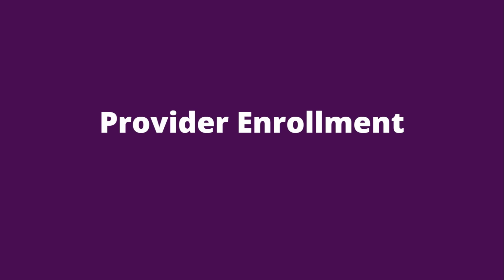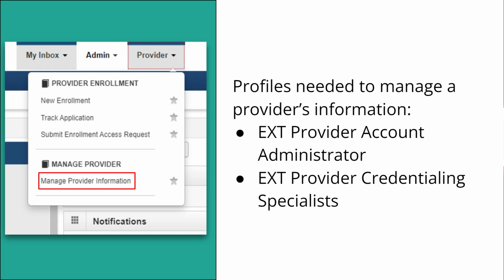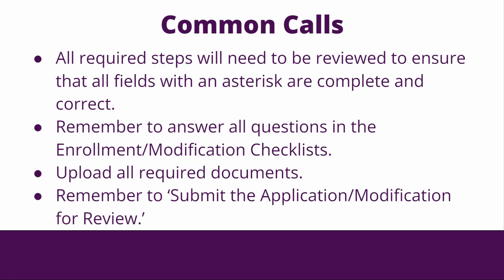First thing that we want to cover is how to access the provider's information and how to change that. In order to manage a provider's information and access the business process wizard, or the BPW, the profiles needed are EXT, Provider Account Administrator, and EXT, Provider Credentialing Specialist. These profiles will select Manage Provider Information in the Provider dropdown at the top of the Prism home screen. Provided is an image of the provider dropdown with the Manage Provider selection boxed in red.